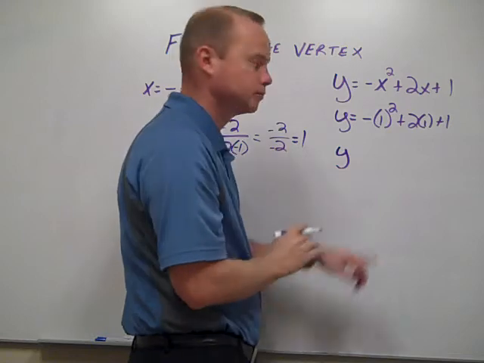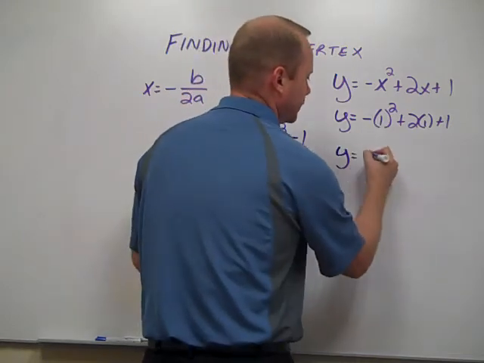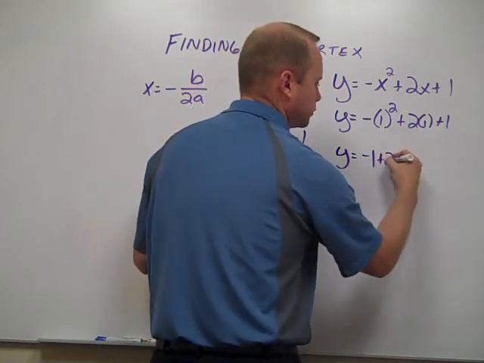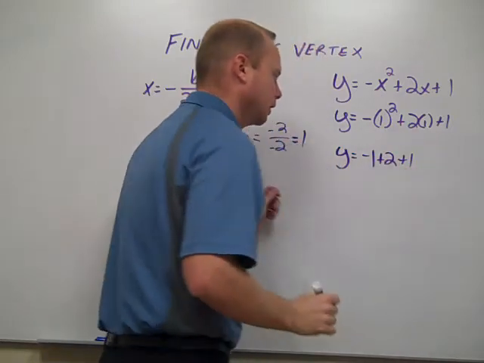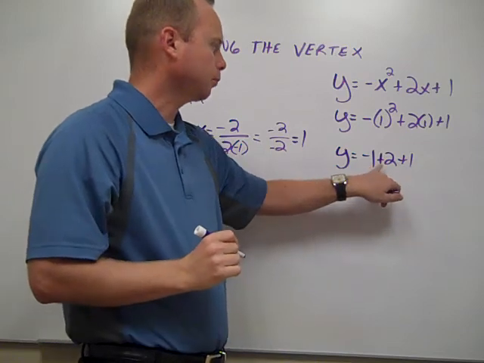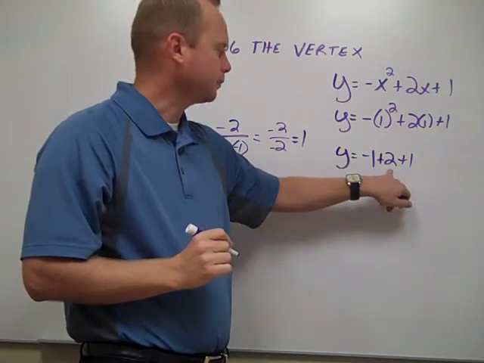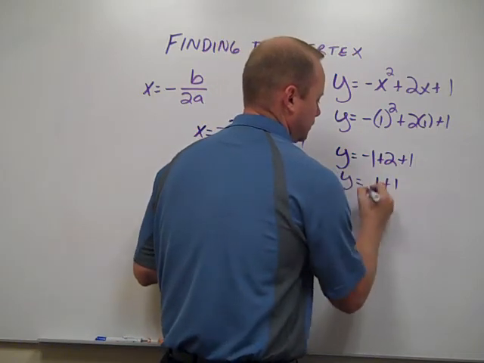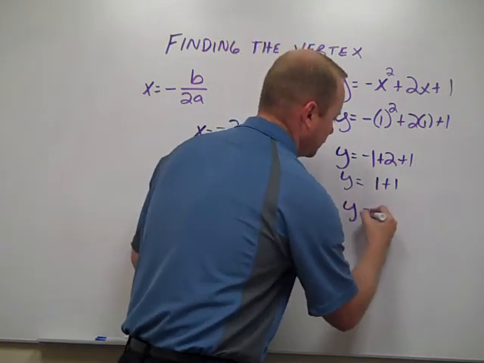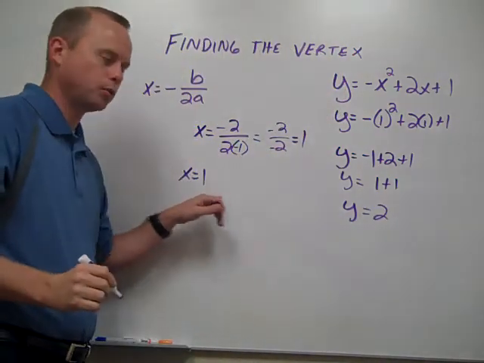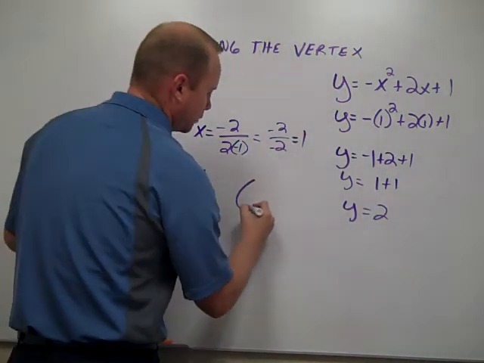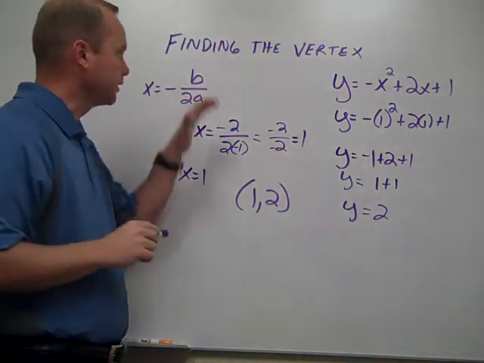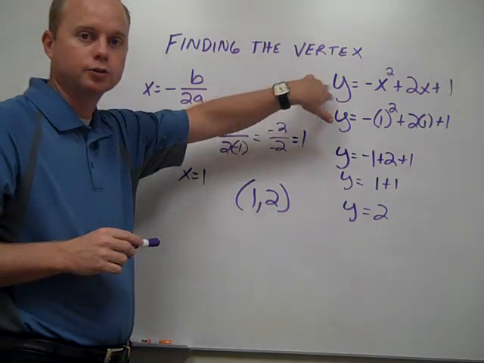1 squared is 1, times negative gives me a negative 1. 2 times 1 is 2, plus 1. So we've got negative 1 plus 2, which gives me a positive 1, and 1 plus 1 is 2, so y equals 2. So my x equals 1 and my y equals 2. Writing that as an ordered pair would be (1, 2). I've now found the vertex of this particular parabola, that quadratic equation.